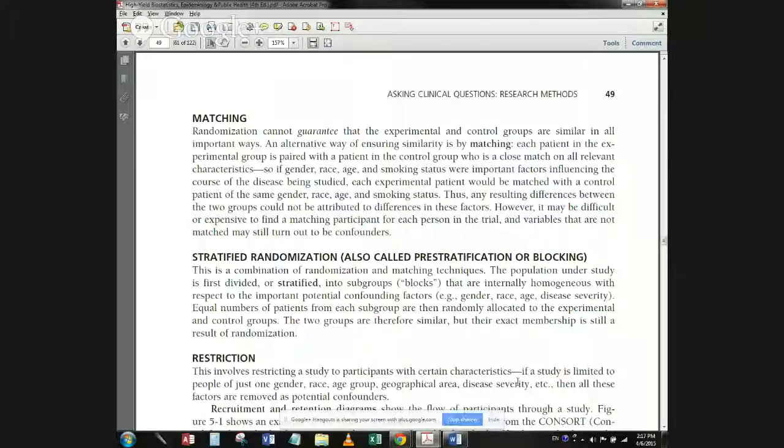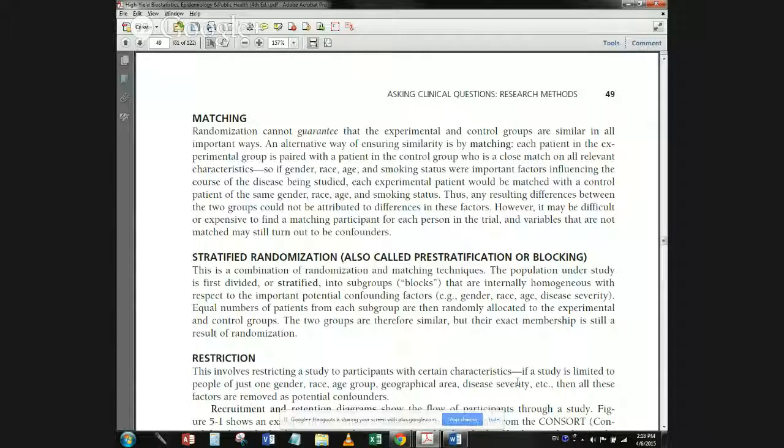Stratified randomization, also called pre-stratification or blocking. This is a combination of randomization and matching techniques. The population under study is first divided or stratified into subgroups, blocks, that are internally homogeneous with respect to the important potential confounding factors, for example, gender, race, age, disease severity. Equal numbers of patients from each subgroup are then randomly allocated to the experimental and control groups. The two groups are therefore similar, but their exact membership is still a result of randomization.